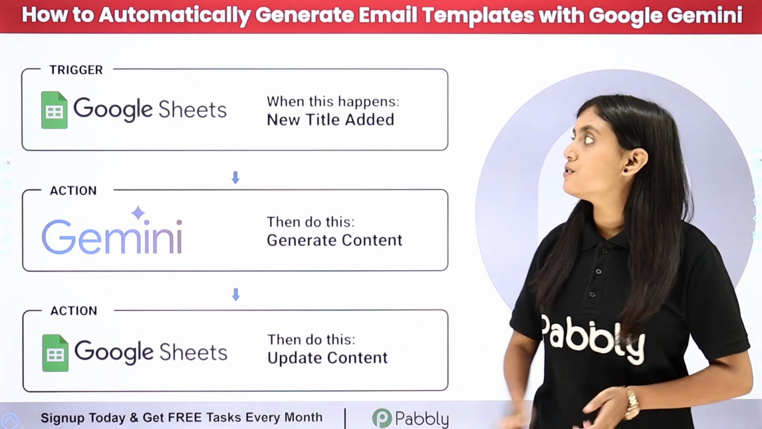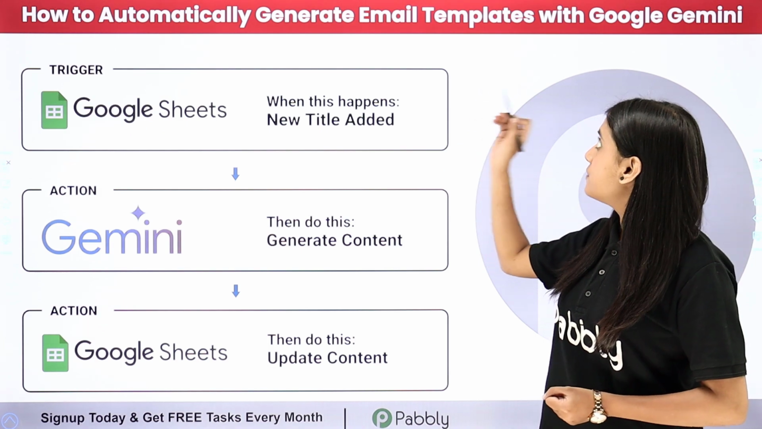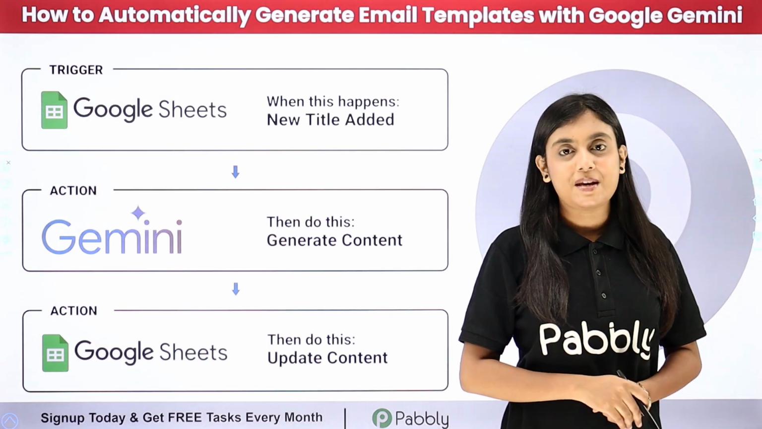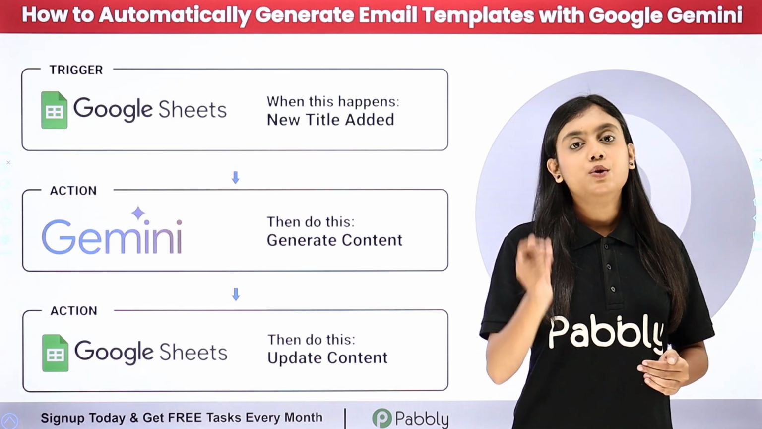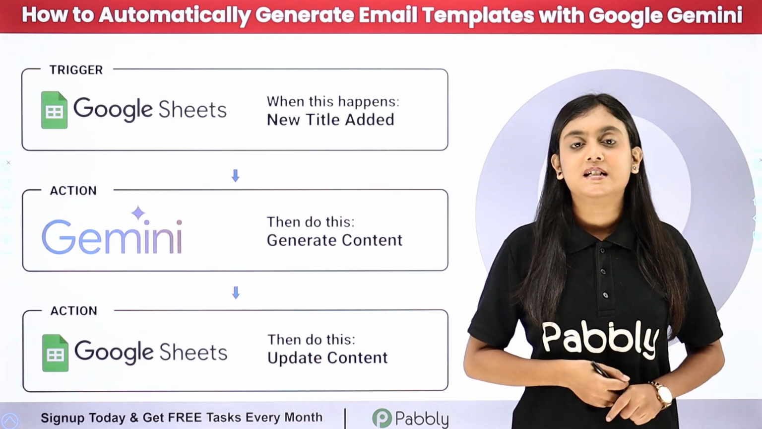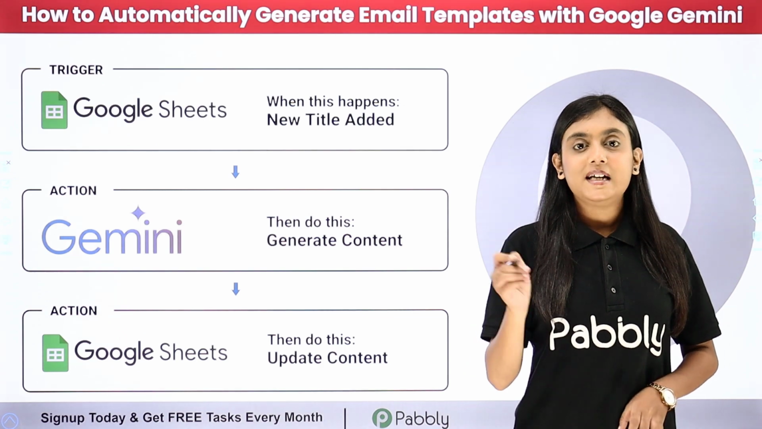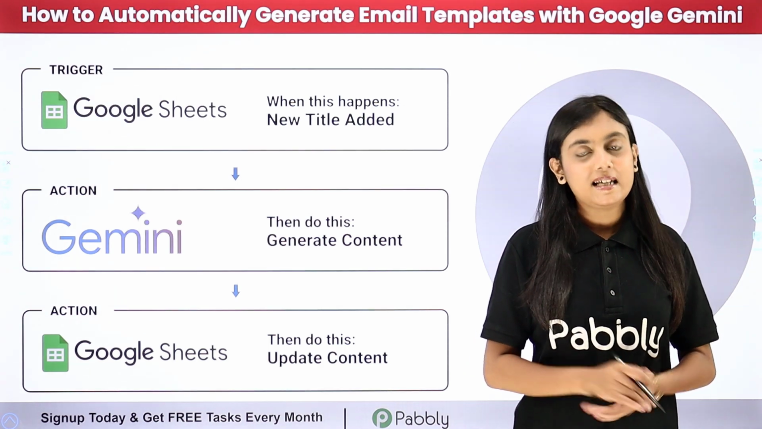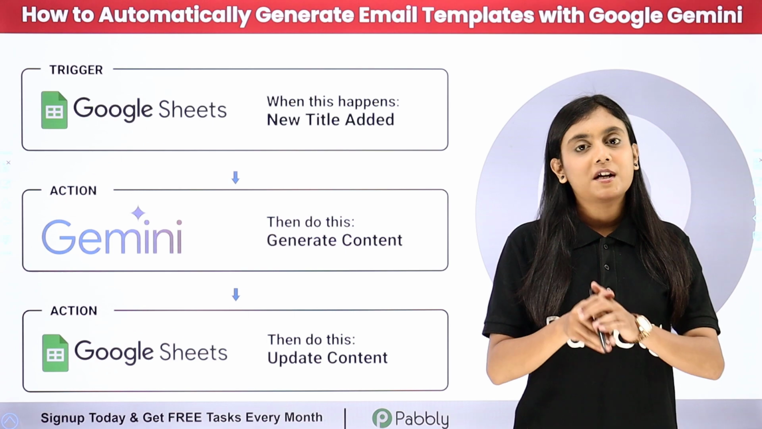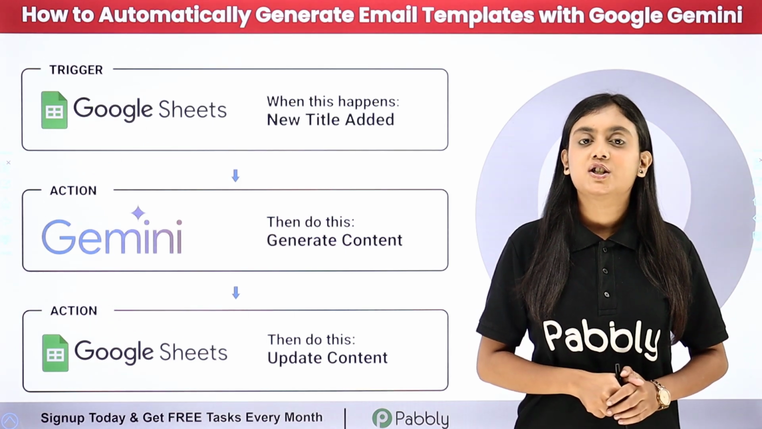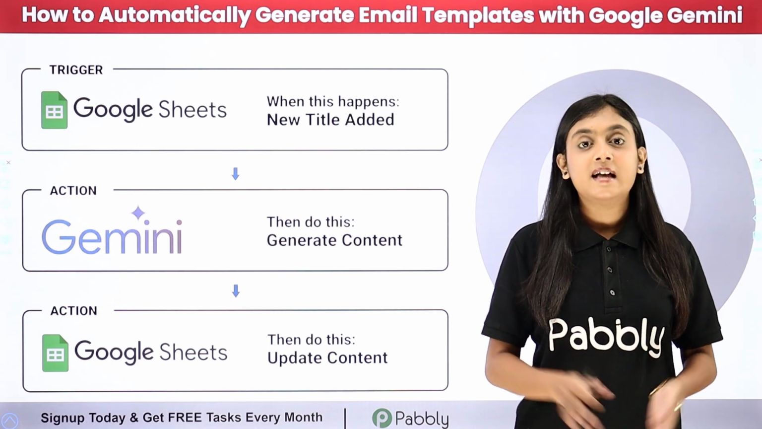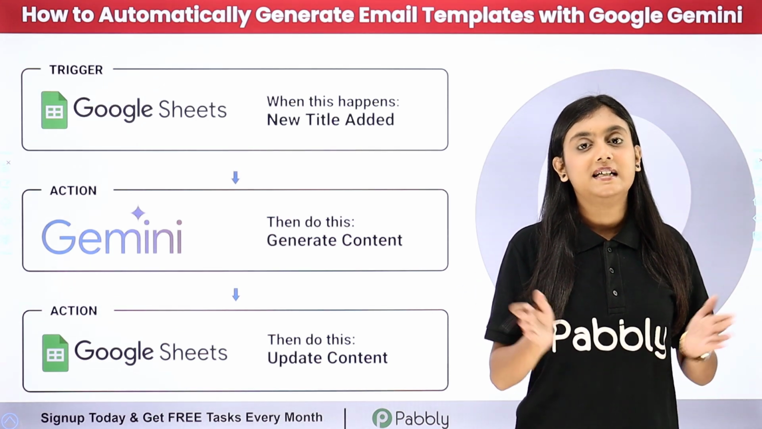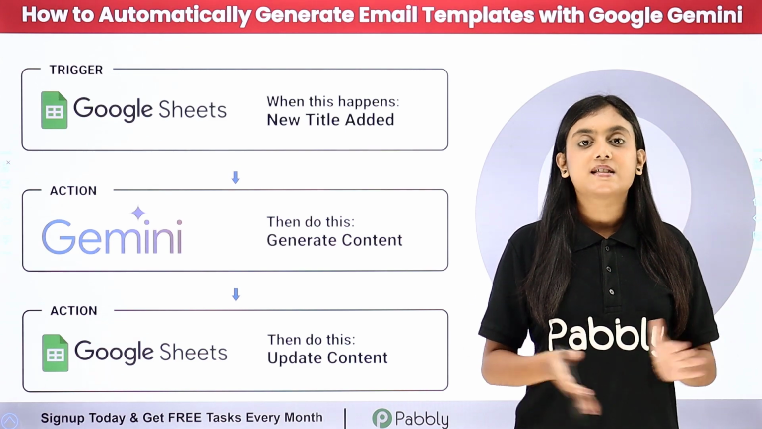In this video, we're going to learn how to automatically generate email templates with Google Gemini. Consider a marketing team which sends new updates or promotional emails to their customers. Creating the email templates manually can take a lot of time. So what I did was I simply created an automation with Pabbly Connect, which is amazing automation and integration software that helps me to automatically generate email templates with this automation.